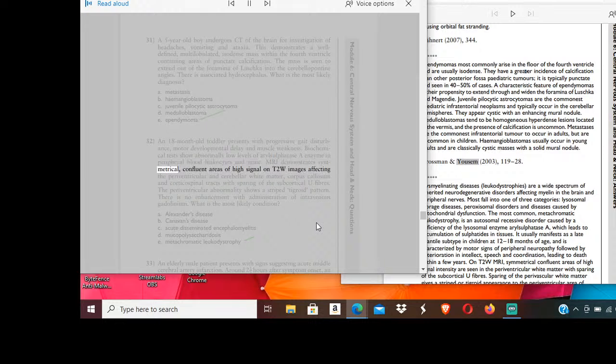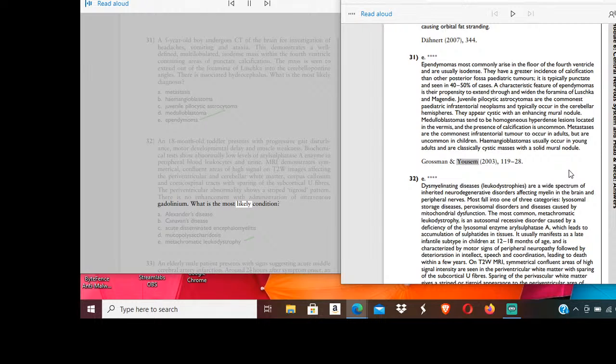MRI demonstrates symmetrical, confluent areas of high signal on T2W images affecting the periventricular and cerebellar white matter, corpus callosum, and corticospinal tracts with sparing of the subcortical U fibers. The periventricular abnormality shows a striped tigroid pattern. There is no enhancement with administration of intravenous gadolinium. What is the most likely condition?